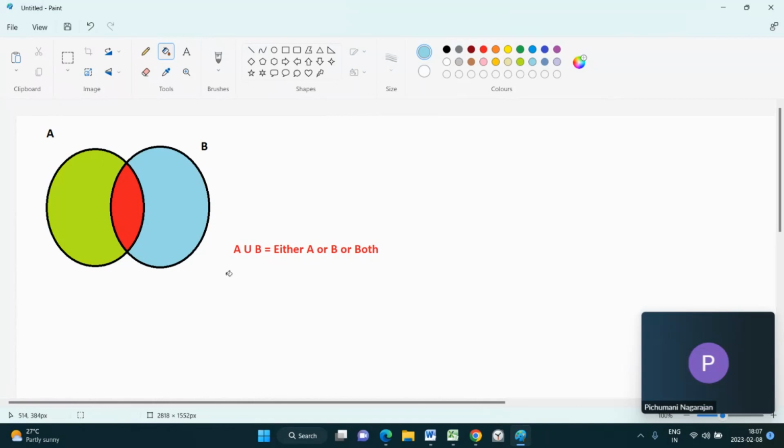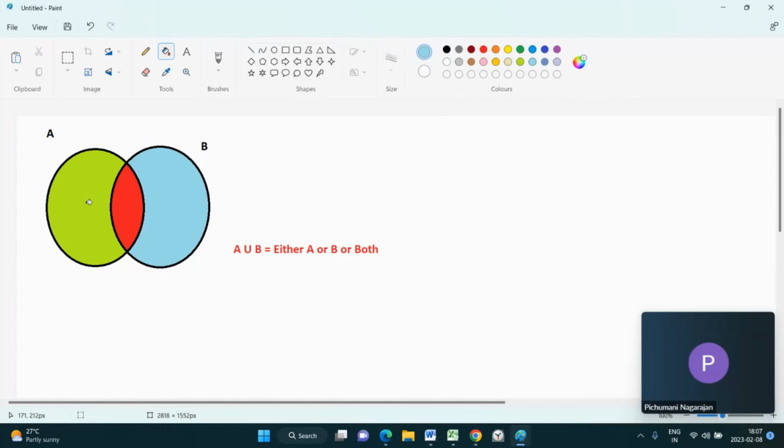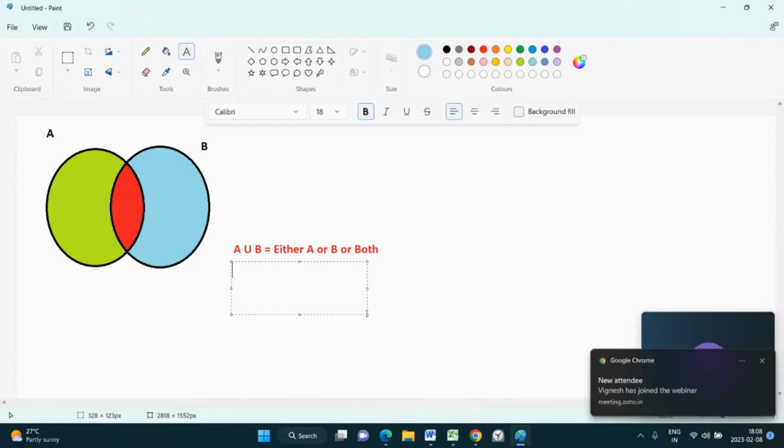So A union B is equal to either A or B or both. This green is just A. There is no link with B at all. Whatever comes in this will be only A. And whatever is within this B, this blue color, will be only B. And this color red is part of both A and B. That's what A union B is, either A or B or both. Understood what is A union B? Now I want to check what is A intersection. Do I do intersection?